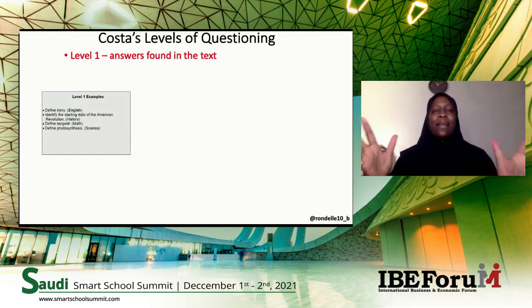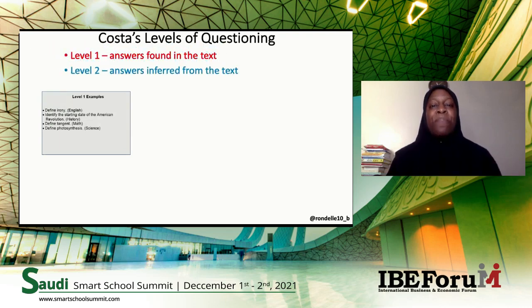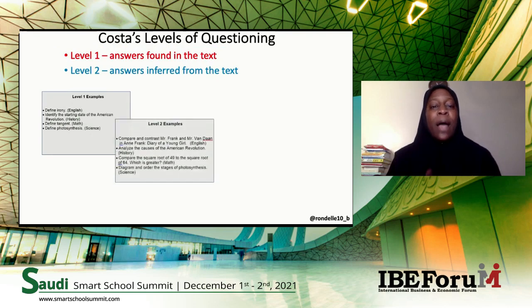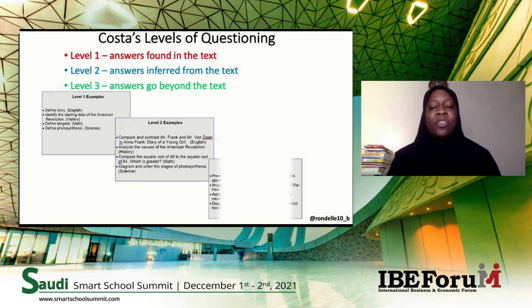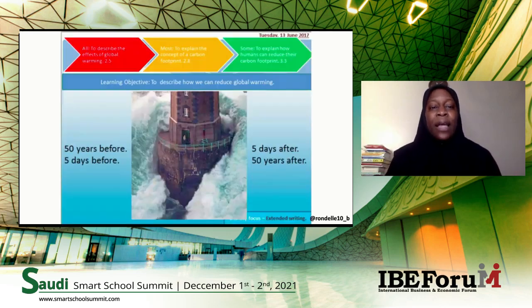Now, Costa basically has summarized Bloom's taxonomy into 3 levels. Level 1, where you can simply find the answers in the text. Level 2, the answers are not quite there, but there are inferences that you pick up, as you can see here. And level 3 goes beyond the text. So you can use the Costa levels in different ways, from the knowledge base to the more challenging aspects where you get students to evaluate and extend their thinking.